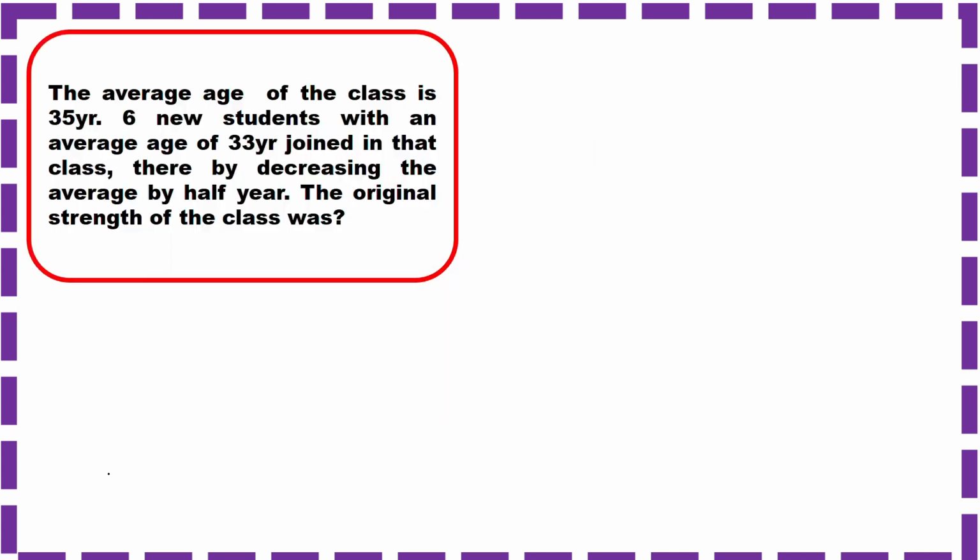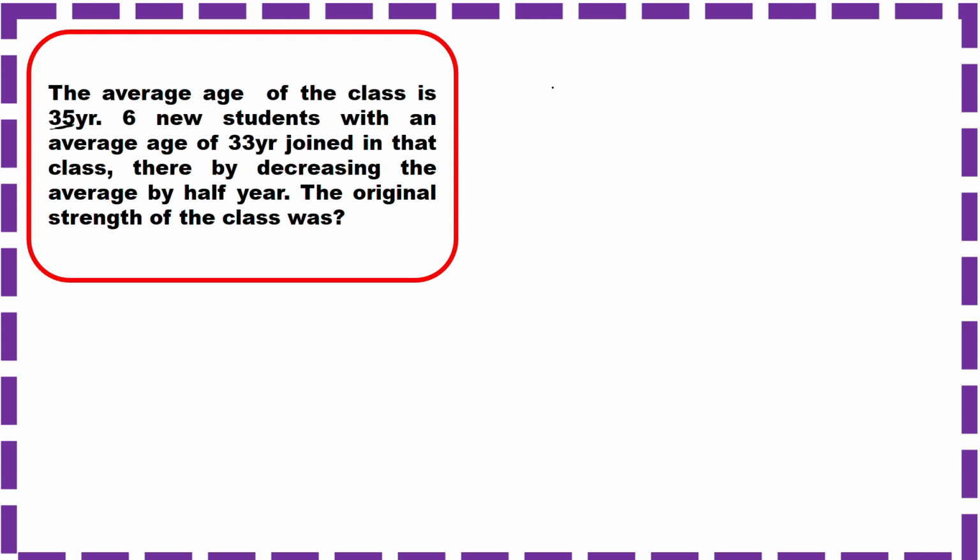So let's get started. The average age of the class is 35 years. 6 new students with an average age of 33 years joined that class, thereby decreasing the average by half a year. The original strength of the class was? So in this class we know the average age, which is 35, but we do not know the strength of the class.